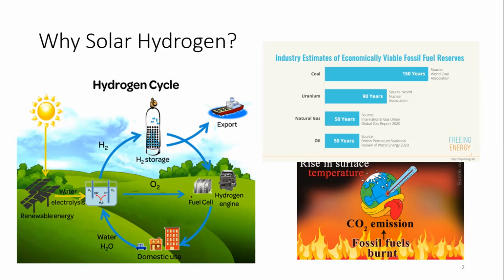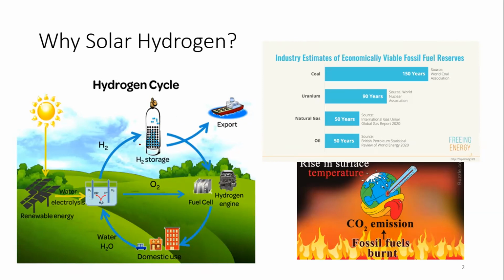Okay, for domestic use also, we can just convert this hydrogen back to electricity so that we can also power homes. Hydrogen is also used as a chemical feedstock for a lot of new industry chemicals. For example, ammonia synthesis is one of the important things where we use hydrogen as a raw material. So we can also use this hydrogen for some industrial chemical production as well.